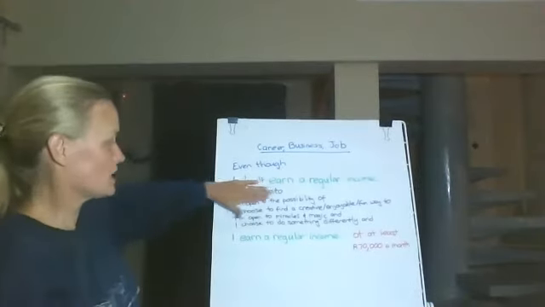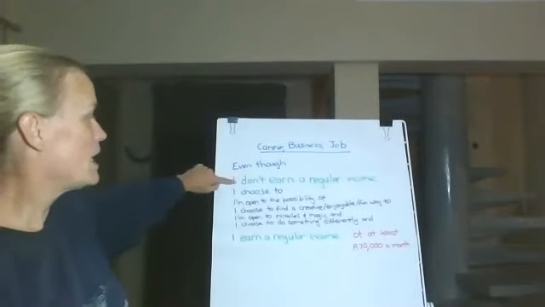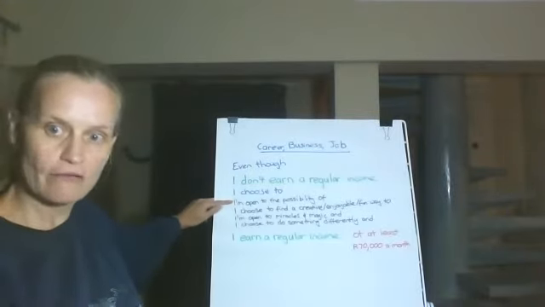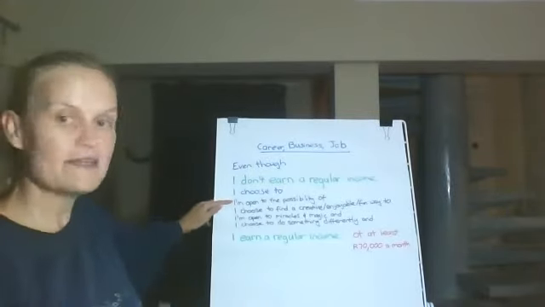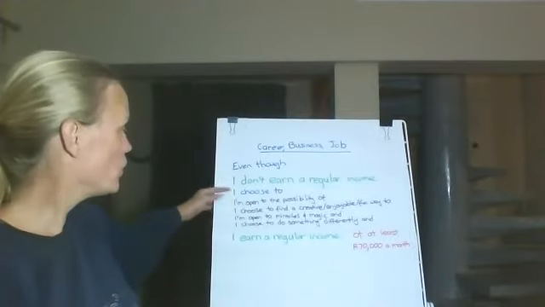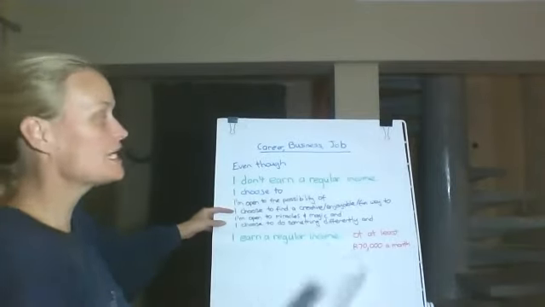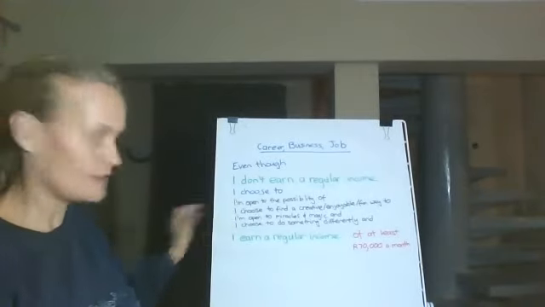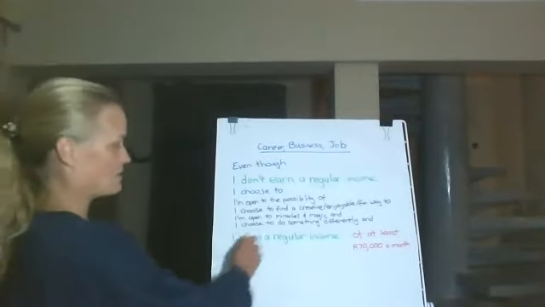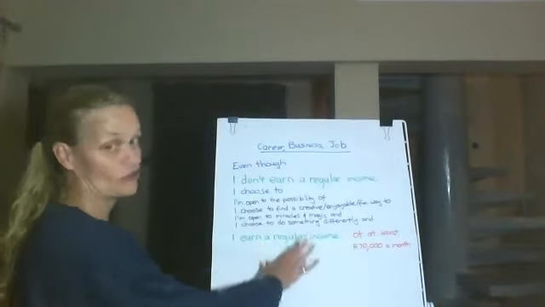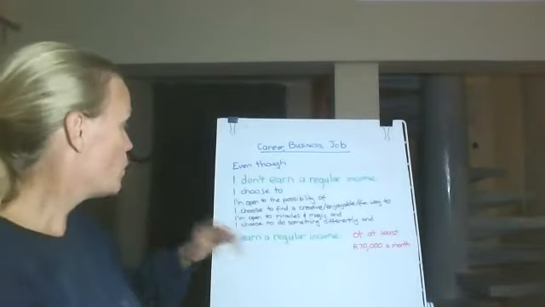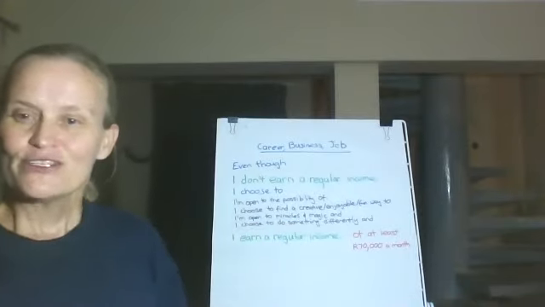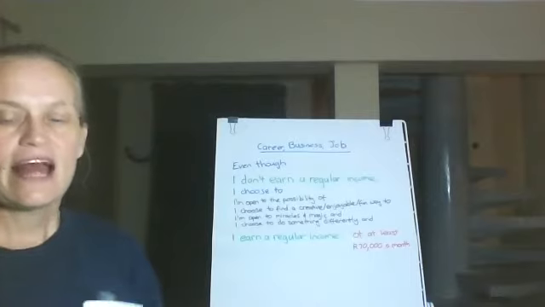So we're not using I choose to now. So it's, even though I don't earn a regular income, I'm open to the possibility of earning a regular income of 70,000 Rand a month. Or I choose to find a creative or enjoyable or fun way to. I'm open to miracles and magic and earning. So there you see how you might change the sentence, taking out the I and making it earning. Or I choose to do something differently and earn. So see, you can play with these. And there's a lot of different ways.